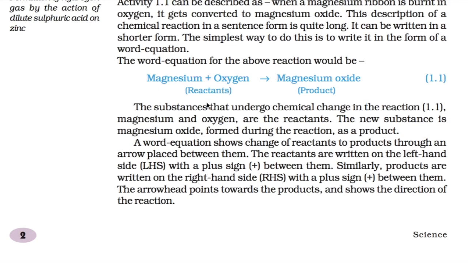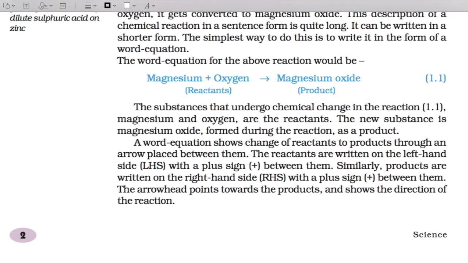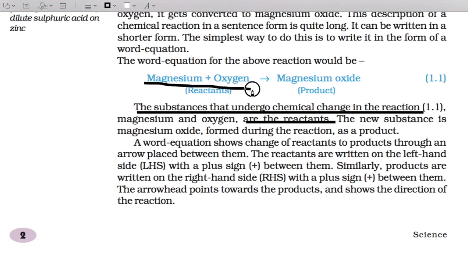The substances that undergo chemical change are magnesium and oxygen, and such substances are known as reactants. So, what are the reactants? Reactants are the substances which undergo chemical change in a reaction. What are the reactants in this reaction? Oxygen and magnesium are the reactants.